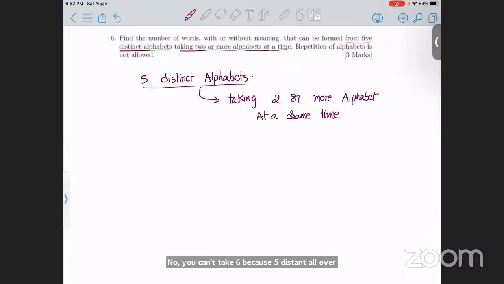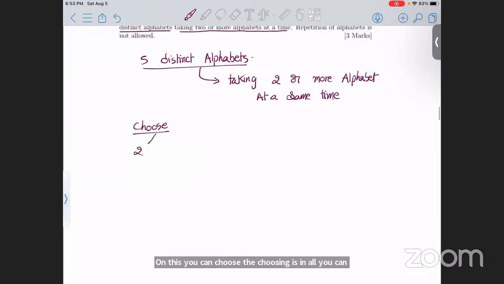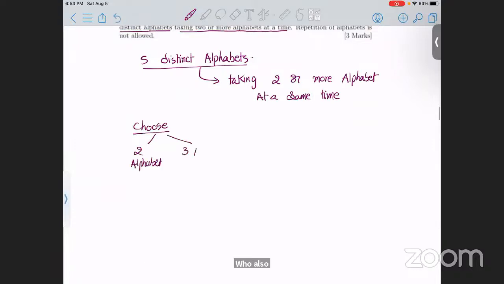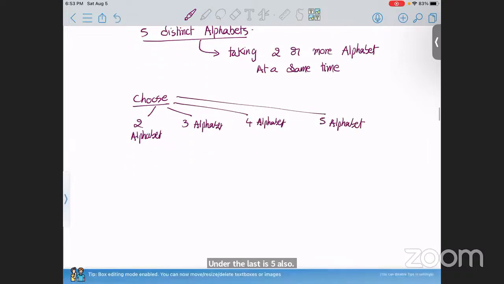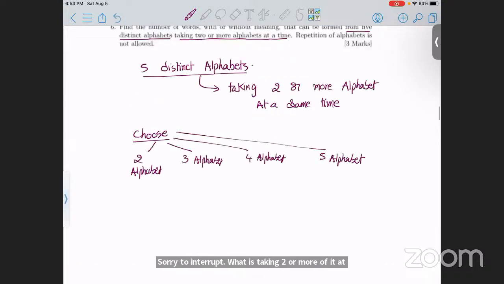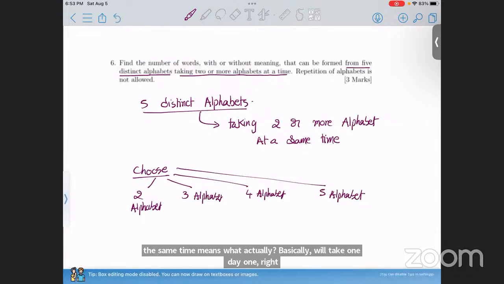Yes, sir. Look, from this you can choose. Choosing is in our hand. You can choose 2 alphabets, 3 alphabets, 4 alphabets, and in the last case 5 alphabets. Sorry to interrupt. Taking 2 or more alphabets at the same time means what actually? Basically, we'll take 1 by 1, right? Actually, we'll take 1 by 1, but he's telling that select 2 alphabets.